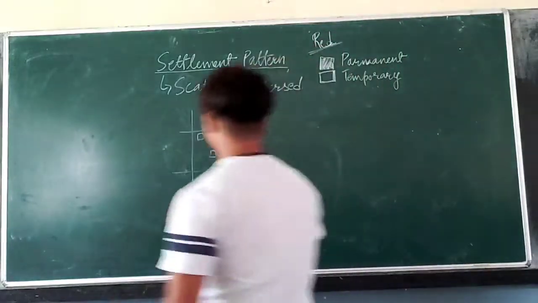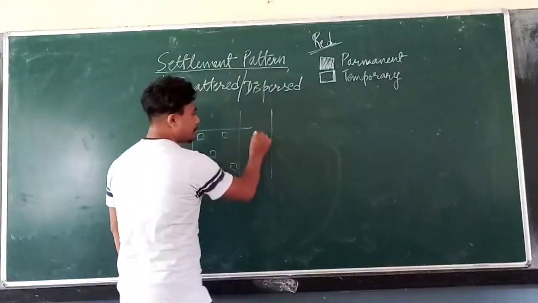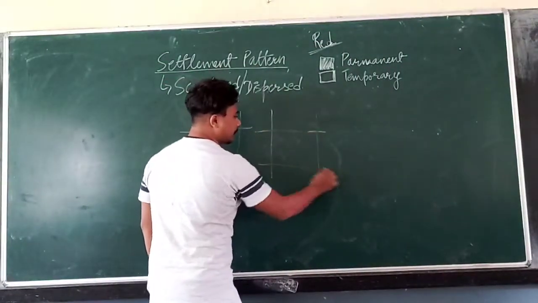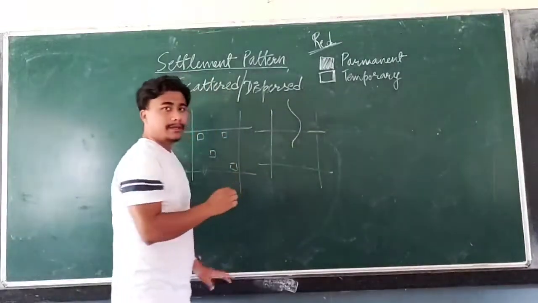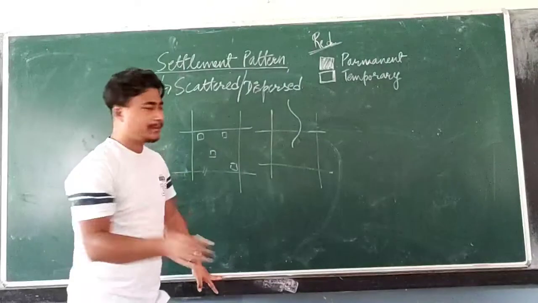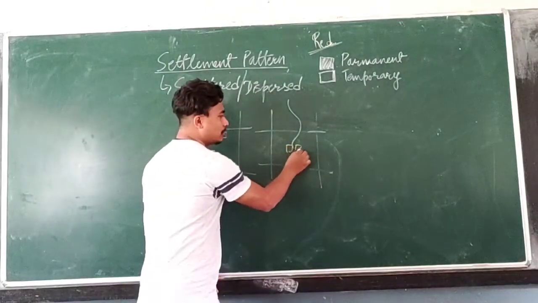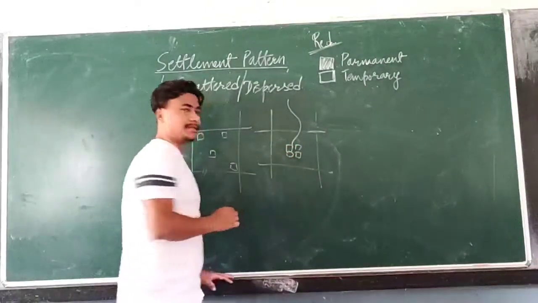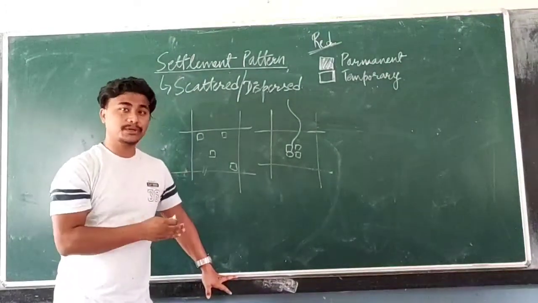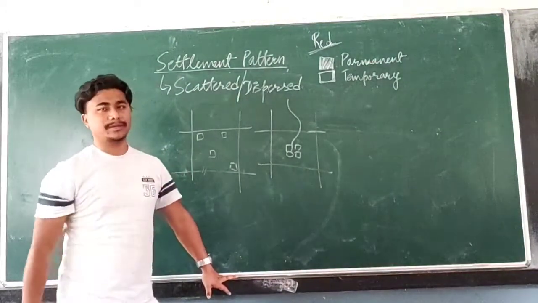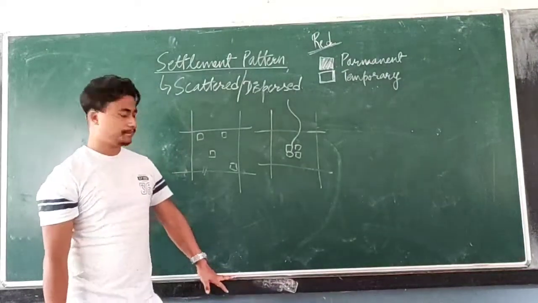Now sometimes it will be like this also in the grid. You will find a cart track ending nowhere, and only four different houses present like this. Now this will also be termed as the dispersed or the scattered settlement. Am I clear?